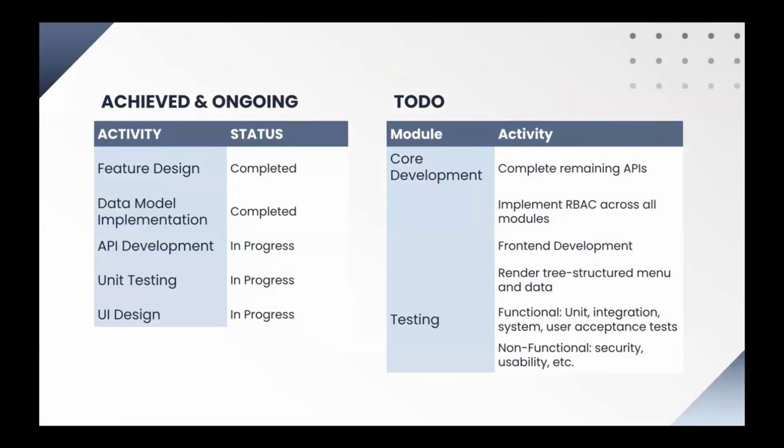For the current progress, what we already achieved is the feature design and the data model implementation. But what's going on, we are still doing the API development, the unit testing, and the UI design. Besides, we will also continue to do the core development, and we need to complete the remaining API design and implement RBAC across all modules, and do the front-end development and rendering of the tree-structured menu and data.